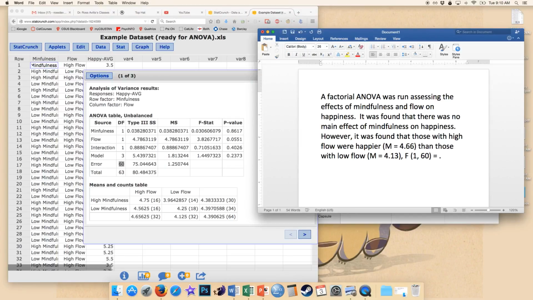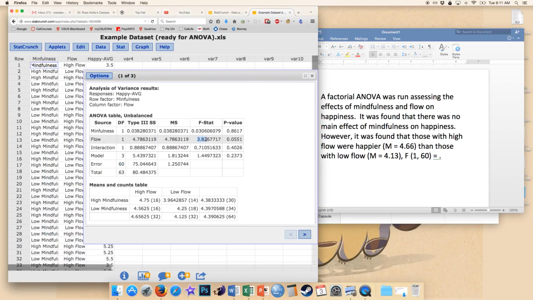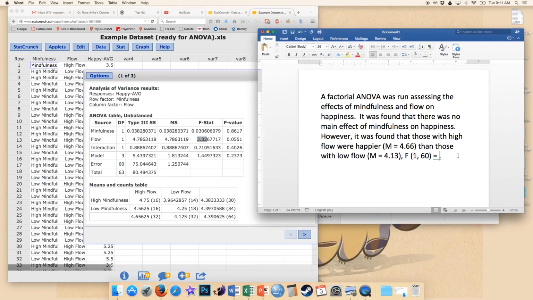And then you put in an equal sign, and you want to put in the actual F statistic, in this case for flow, which is 3.83, rounded up. And then finally the p-value. In this case, we'll pretend that this is 0.054. So we'll put in p is equal to 0.05.